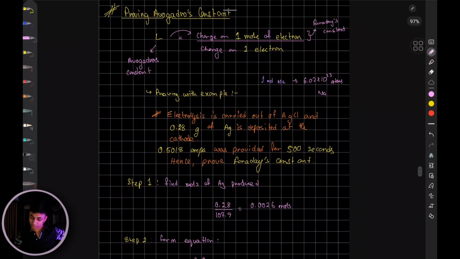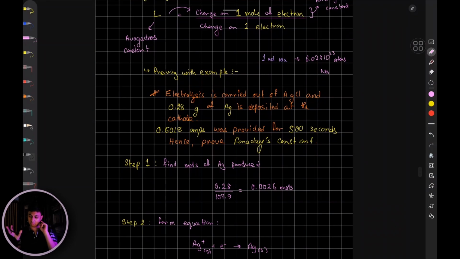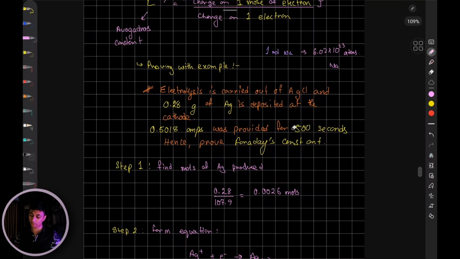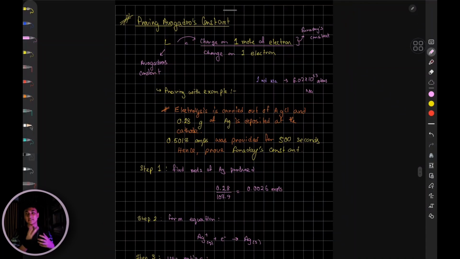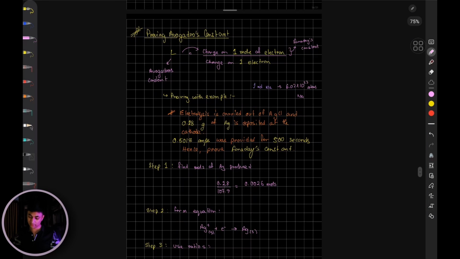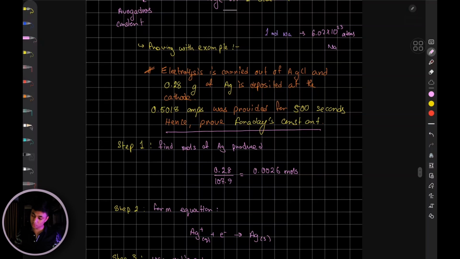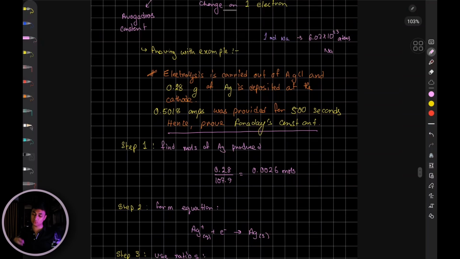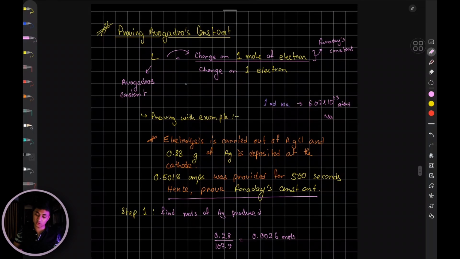Okay, fair enough. So the important information to us: 0.28 grams of silver being deposited. And to do that, it was measured that 0.501 amps was provided. So 0.501 amps of current was provided for 500 seconds to discharge the silver ions and produce 0.28 grams of silver atom on the electrode surface, right? So the question is asking you to prove the Faraday's constant from this information, right? After we prove the Faraday's constant, we'll be able to prove Avogadro's constant using this formula.